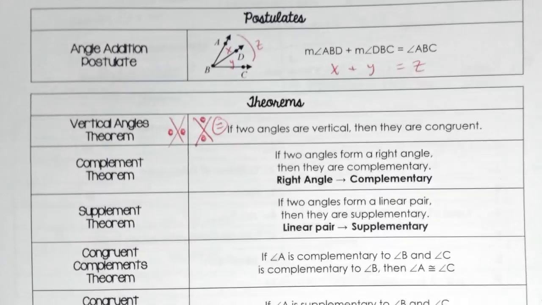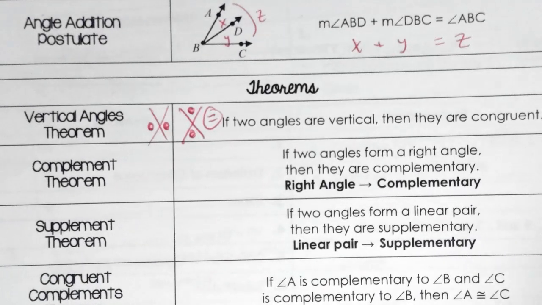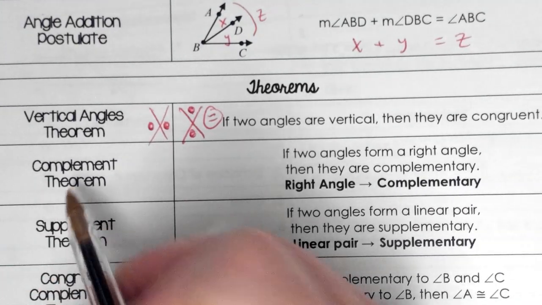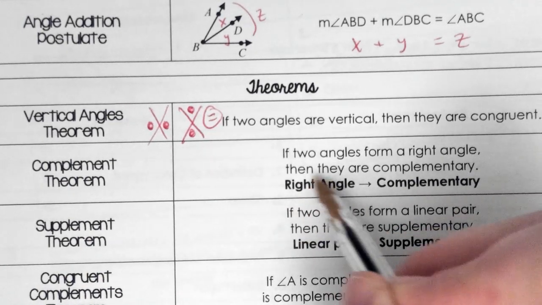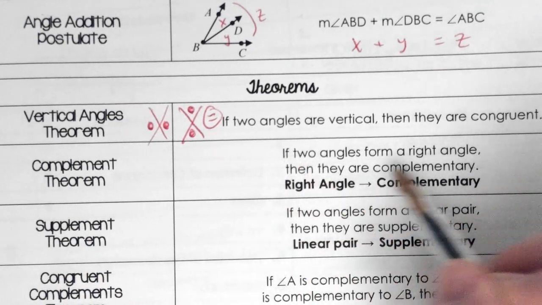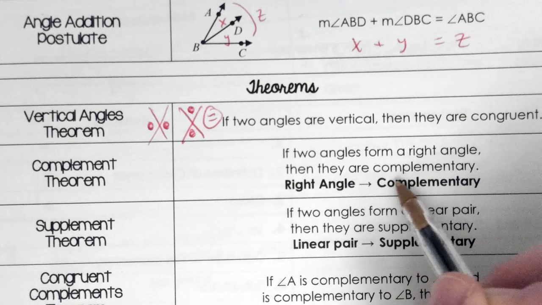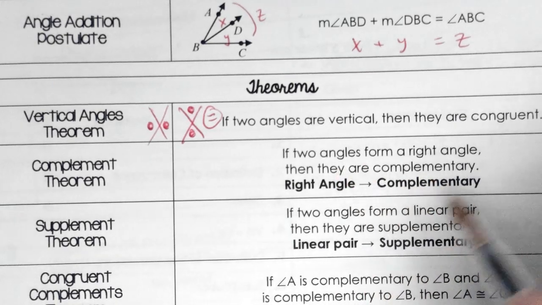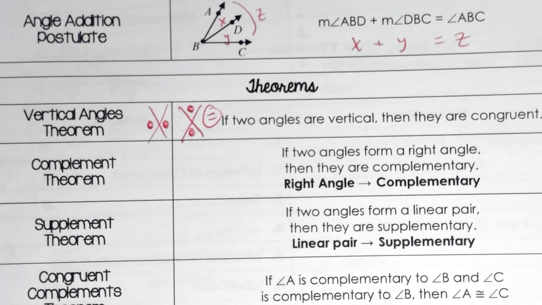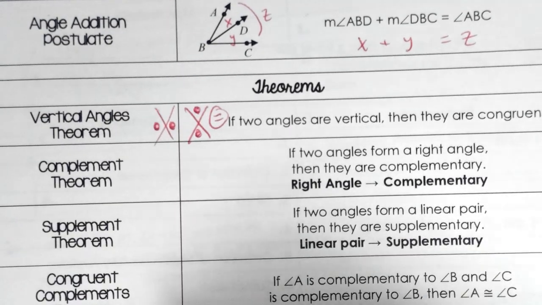So these are things that you already know. You just kind of didn't realize you knew so much. Okay, complement. So a right angle. If two angles form a right angle, then they're complementary. This is the same thing we talked about a second ago. Definition of complementary angles, complements of each other.